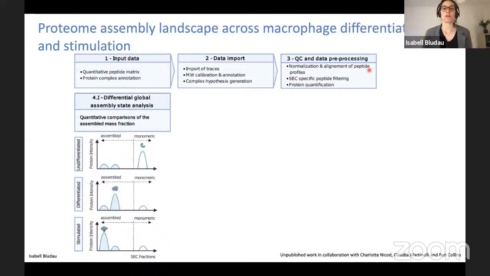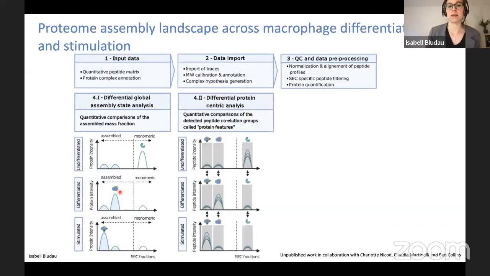The first one is we can look at global assembly state differences, so comparing the assembled mass fraction of a protein. Here we look at a single protein at a time. And again, as I mentioned, we can distinguish the monomeric and the assembled range of the SEC fractions, and then compare whether there's a shift from the monomeric to the assembled range of the SEC range.